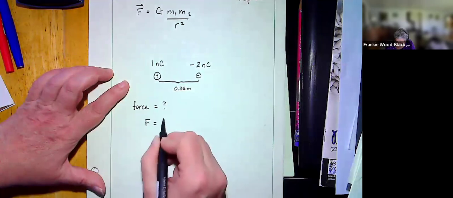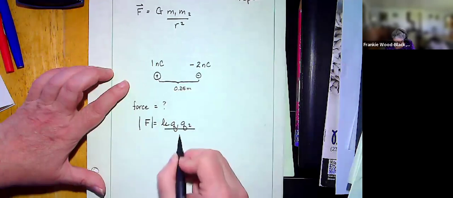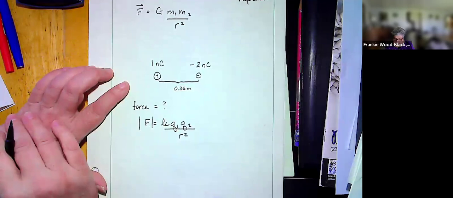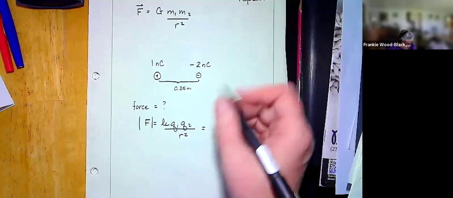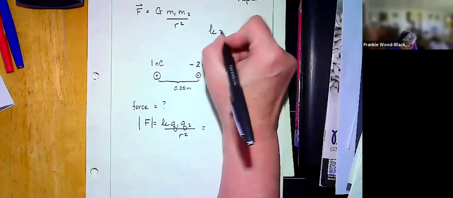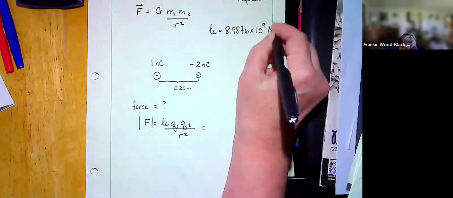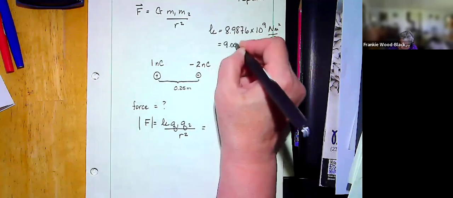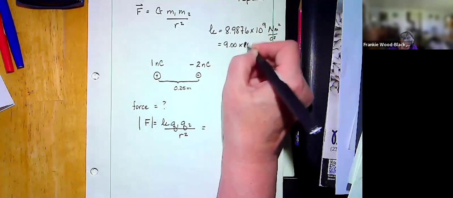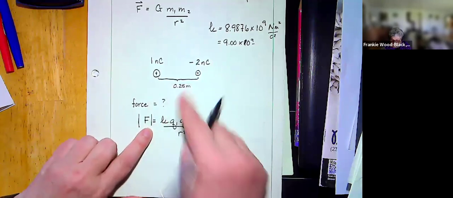Well, my force is going to be K, Q1, Q2. This is going to be the magnitude over r squared. So if I do that calculation, K, by the way, K is going to equal 8.9876 times 10 to the 9th newton meters squared per coulombs squared, or we're going to make it easy on ourselves and we're going to do 9 times 10 to the 9th. So we're going to calculate the magnitude of the force between these two particles.